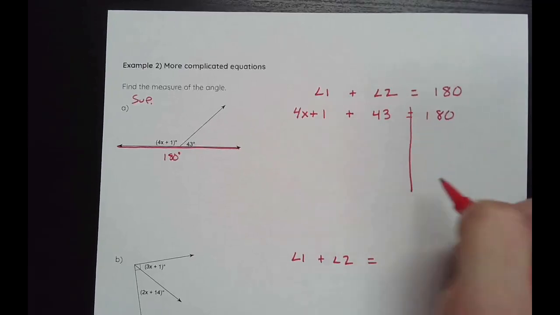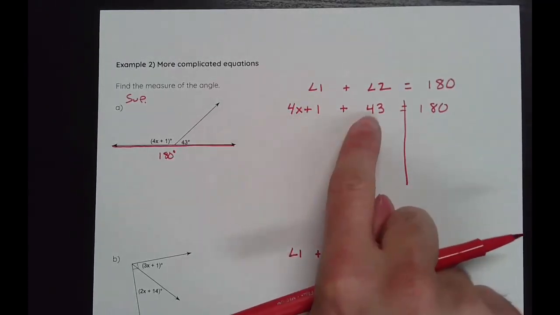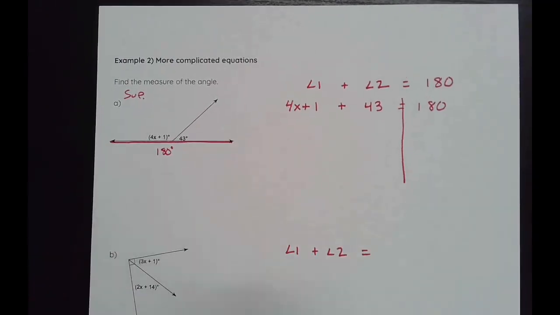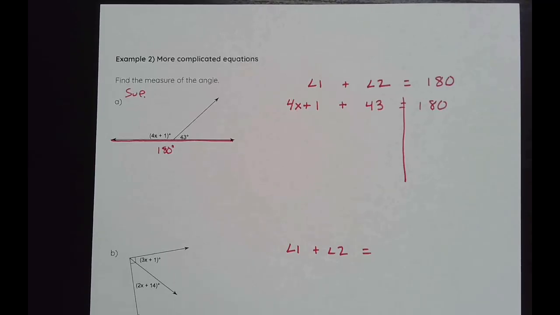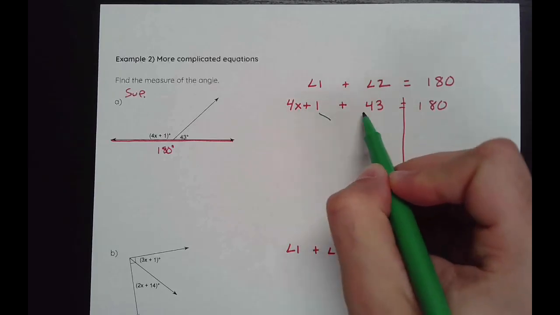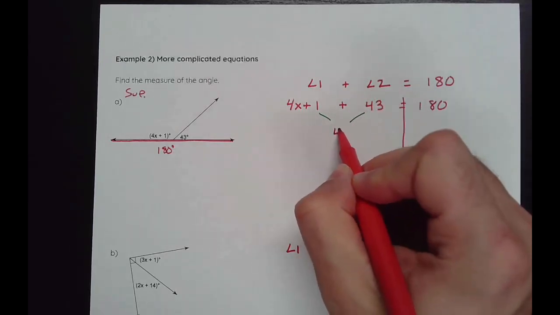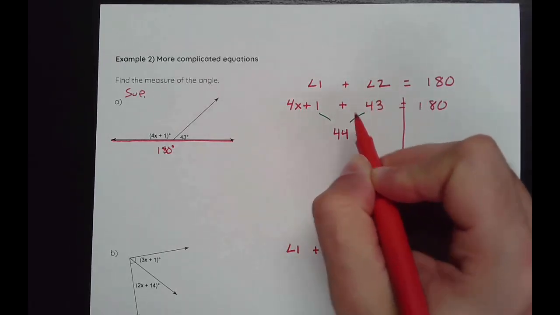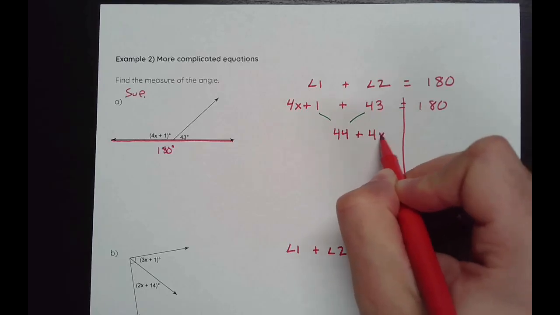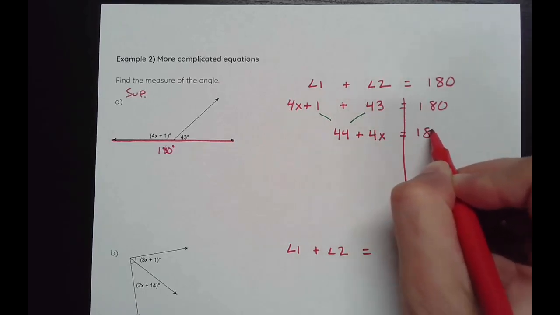Now I can begin to solve. So my first step here, this is where this becomes just a tad different, is I need to simplify the left side of my equation. Anything that I can combine. So I can combine the 1 and the 43. That's going to give me a value of 44. So those are just constants. So I have 44 plus, I still have my 4x, and that equals 180.